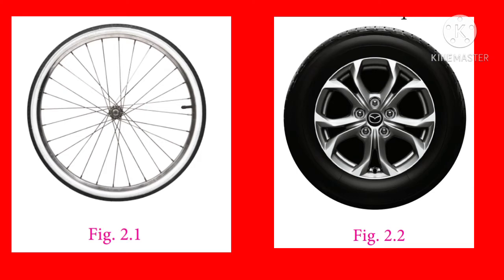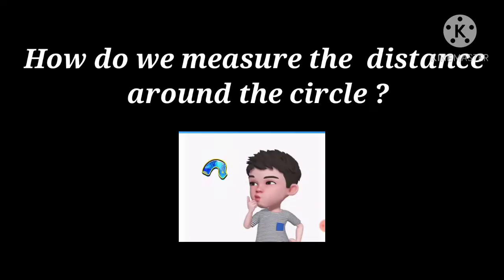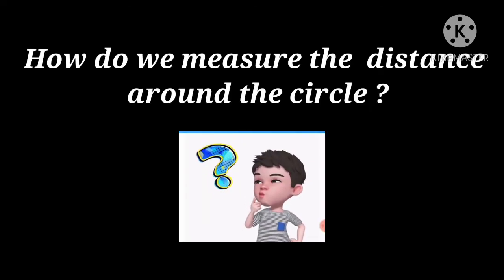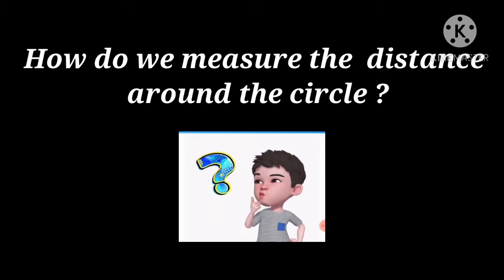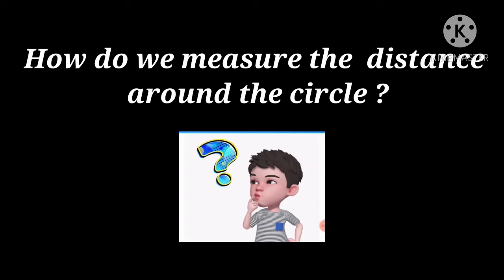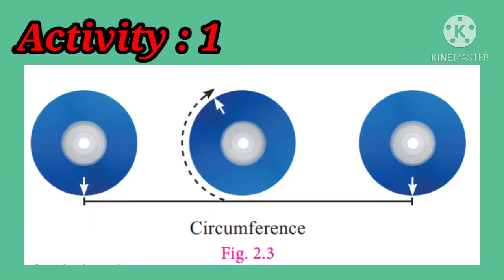In this chapter, we extend this concept to circles. The best example of a circle is the wheel. The invention of the wheel is perhaps the greatest achievement of mankind. How do we measure the distance around the circle? We cannot measure the curves with the help of a ruler, as these shapes do not have straight edges. But there is a way to measure the distance around the circle.